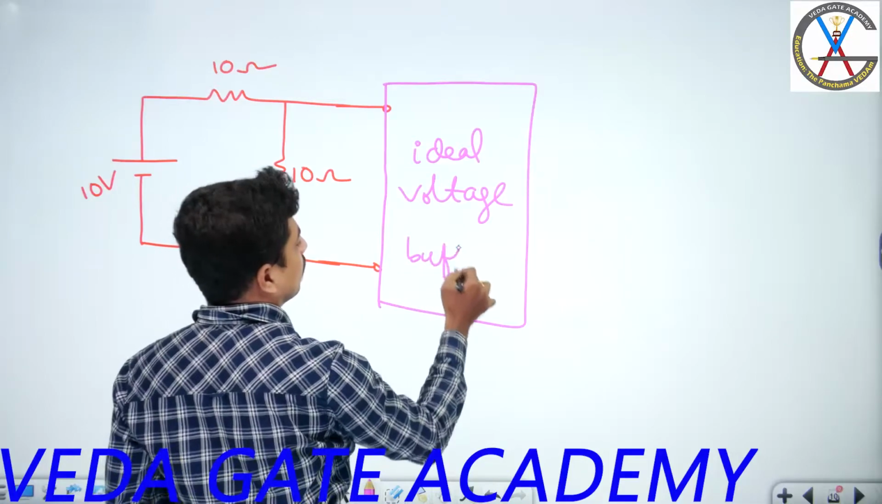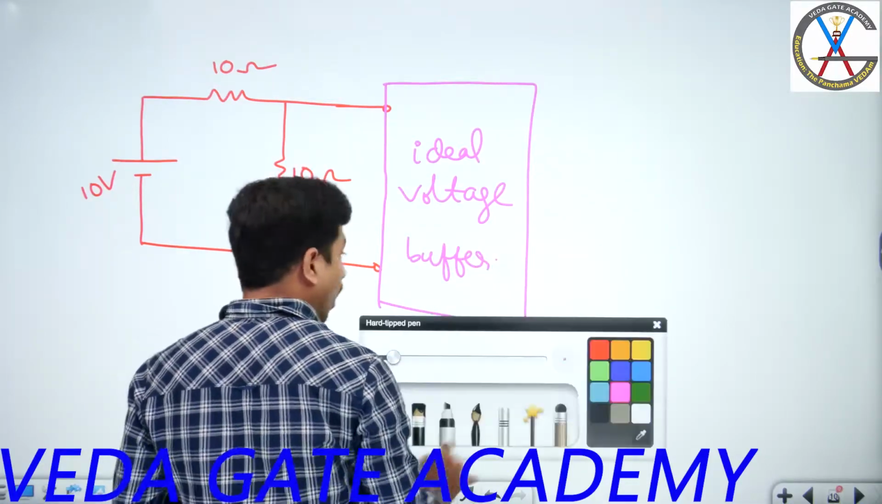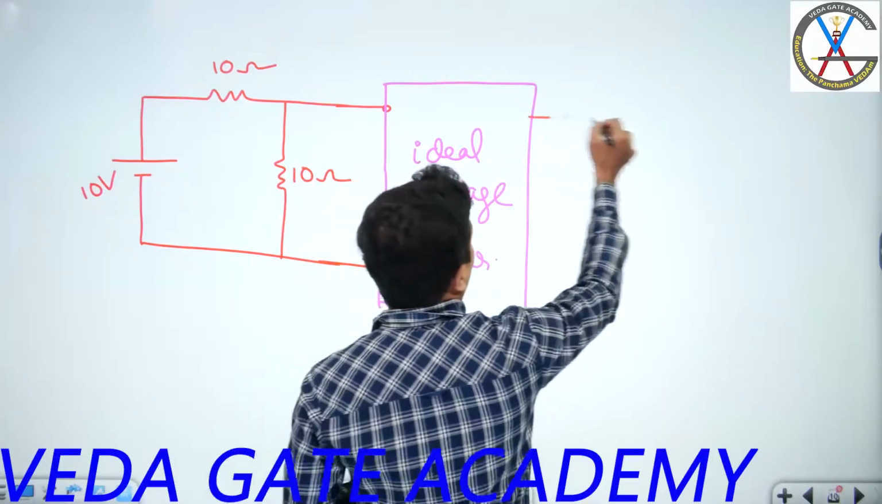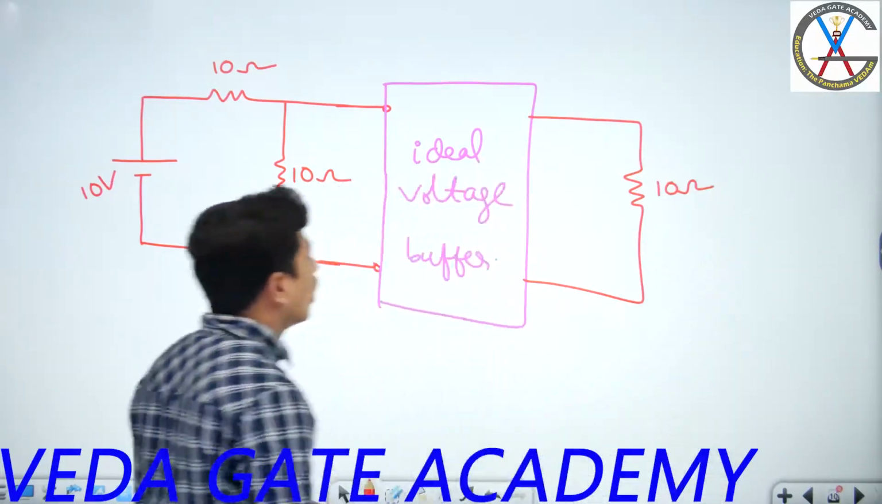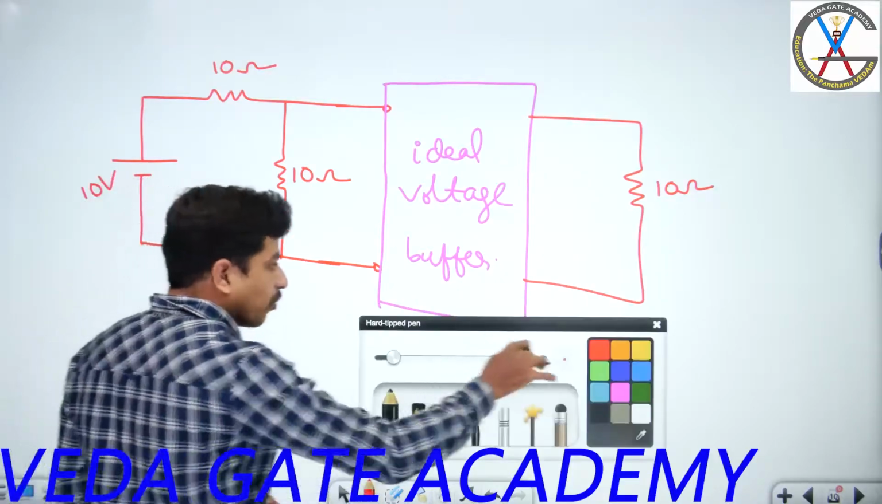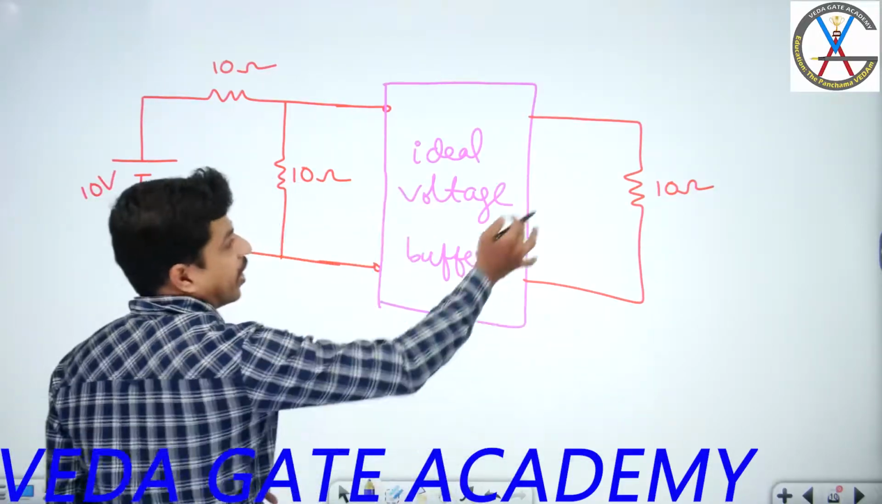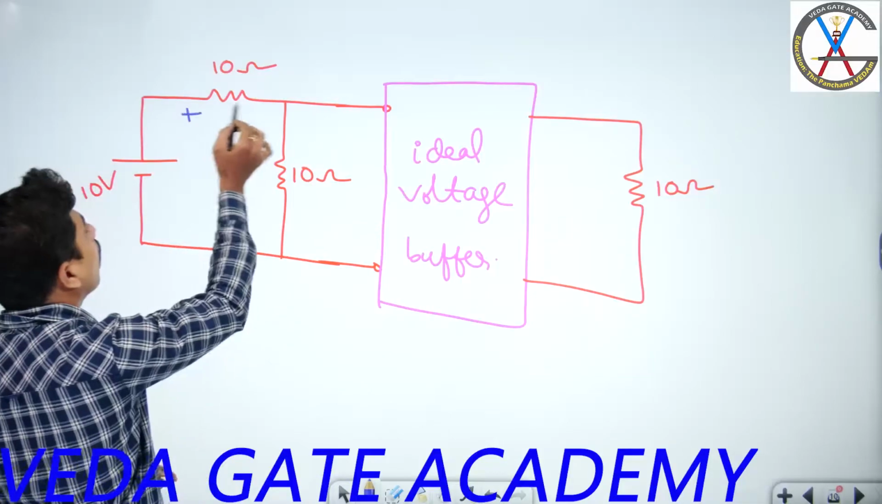Voltage buffer. Ideal voltage buffer. Now you connect the new load, which is 10 ohms. Now let's check: without this buffer and this 10 ohms, what is the voltage we got?